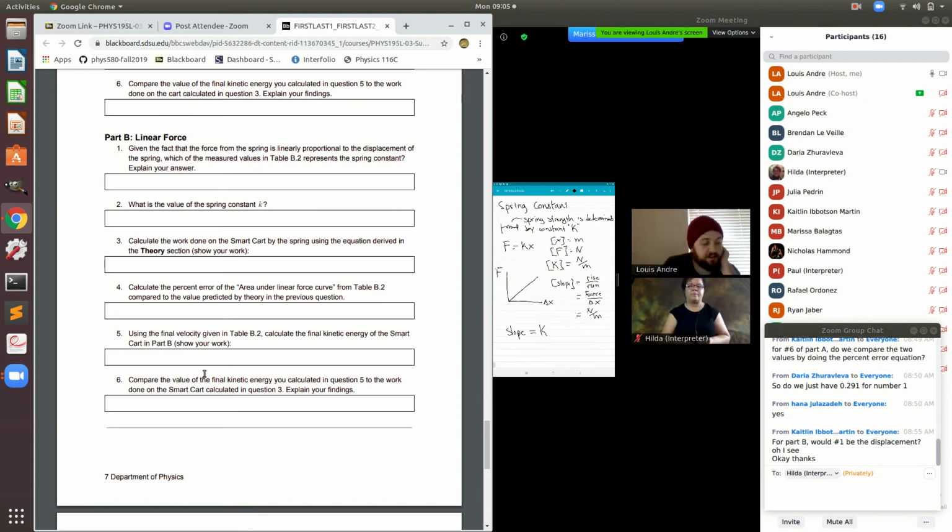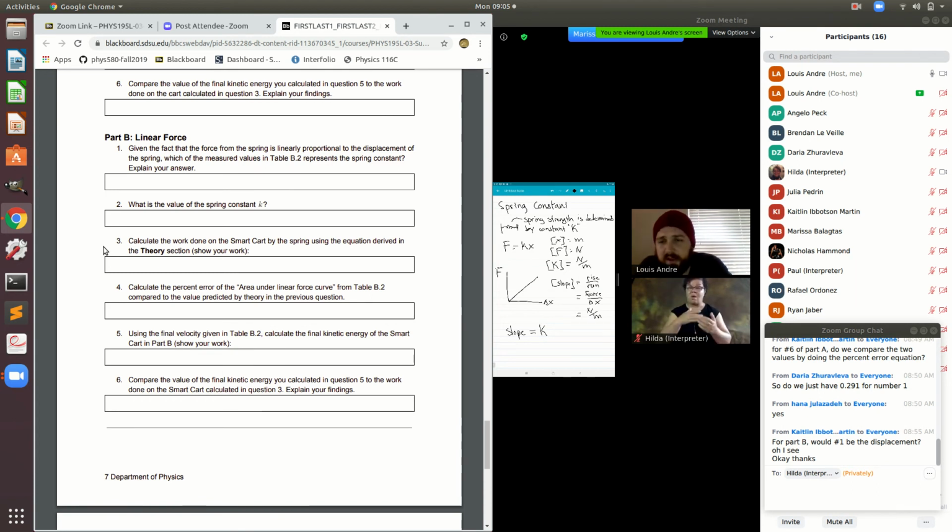Requires some underlying knowledge of springs, which we didn't really even mess with yet. Was the value of the spring constant? That's the slope, right? So whatever you got for the slope, that's what number 2 is right there for part B.